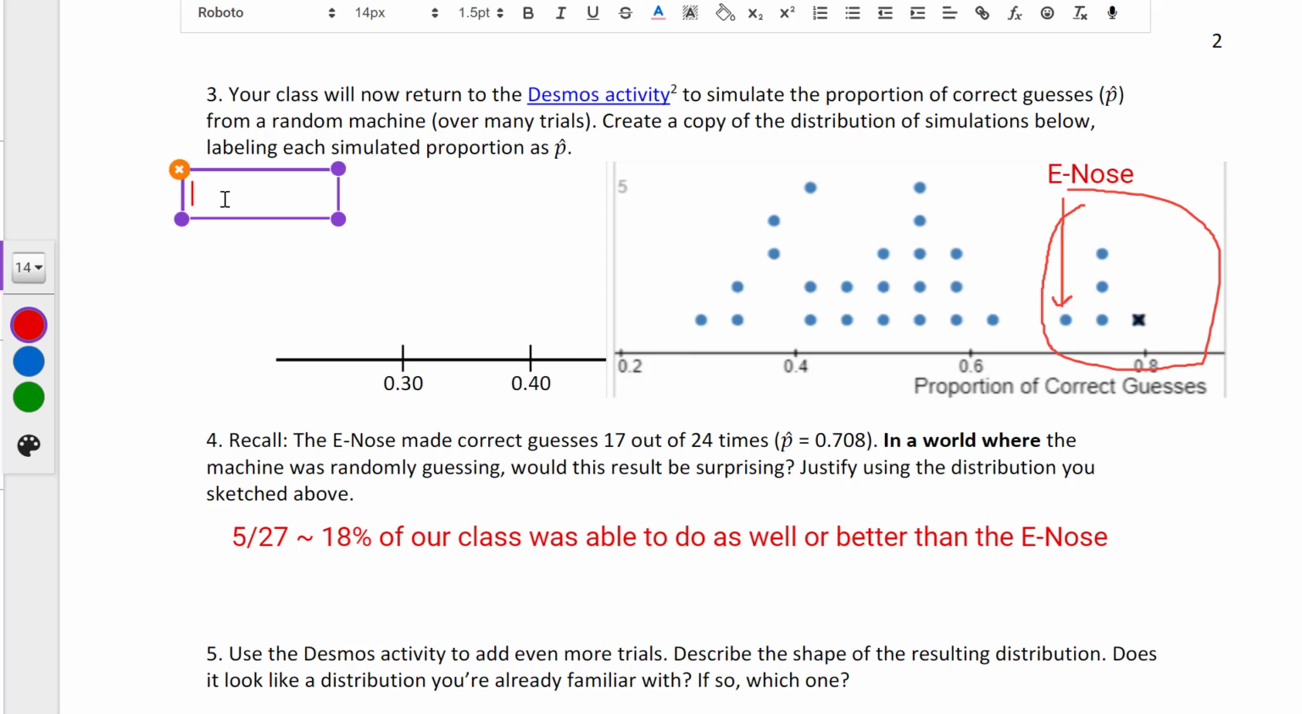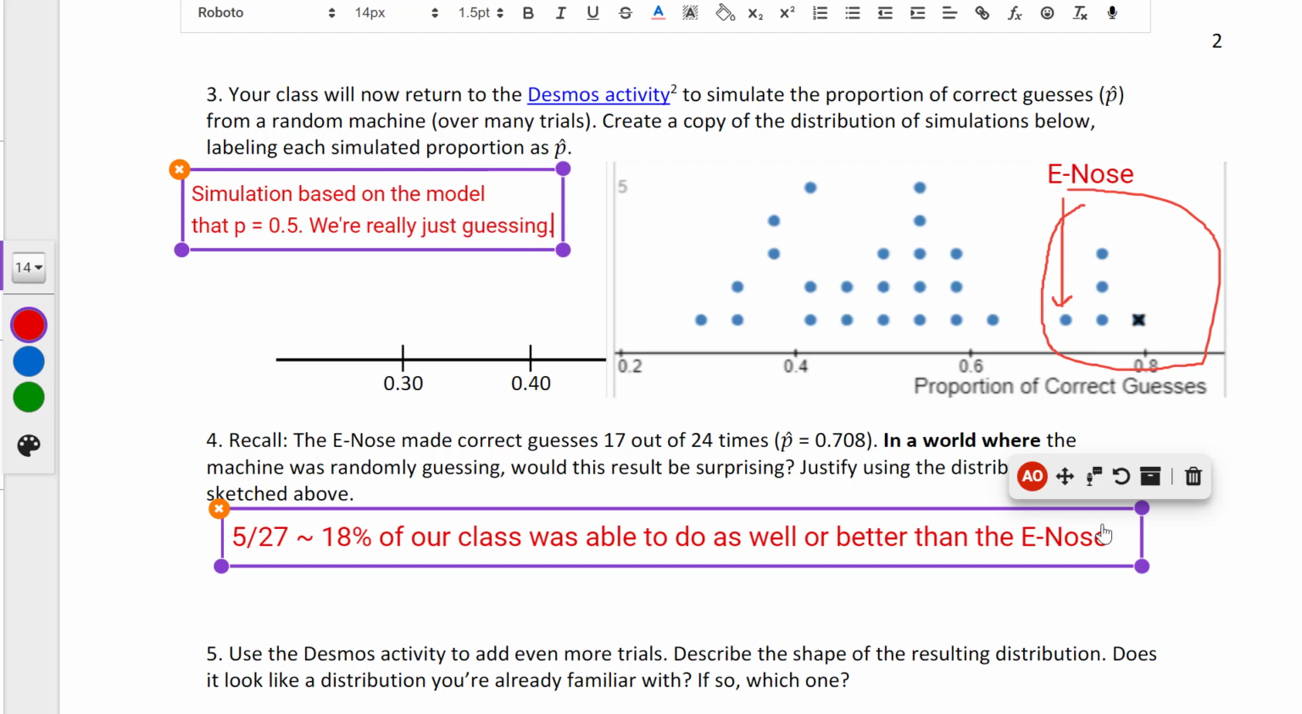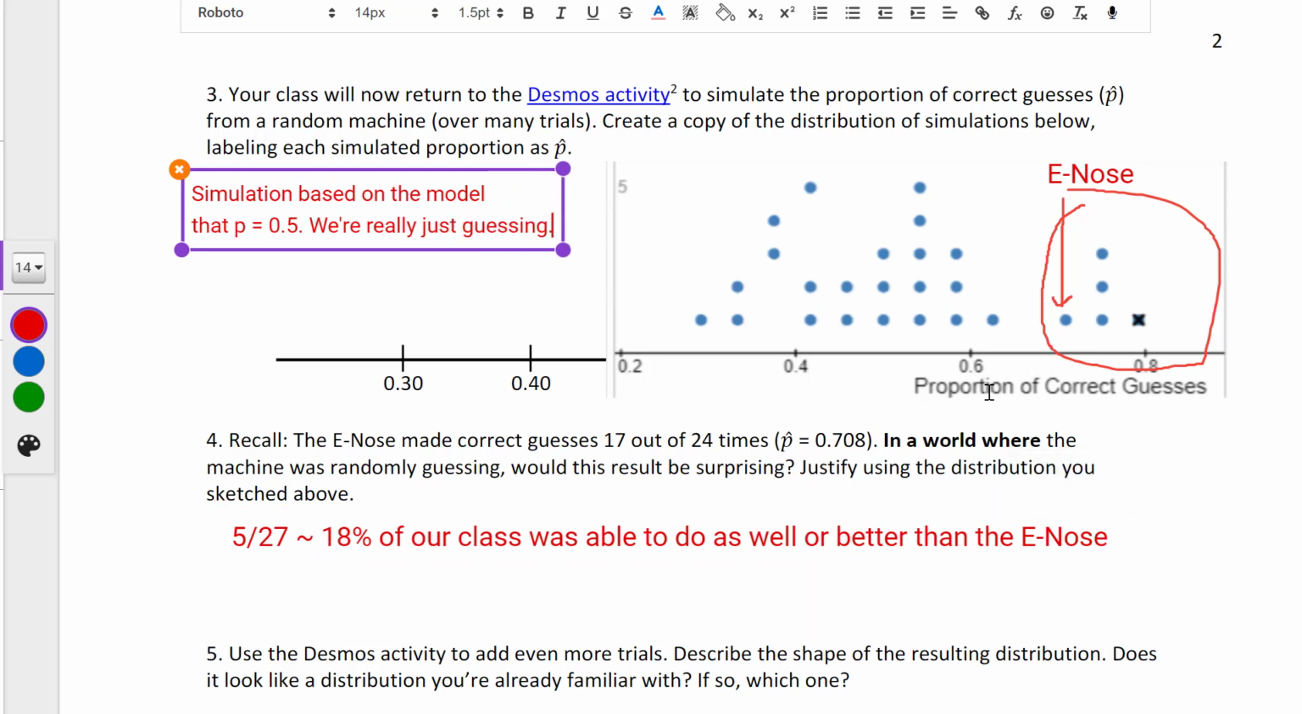So let me add in, this is a model-based simulation based on the model that p is 0.5. We're really just guessing, okay? So that's our model. And we saw that 5 of you out of 27 actually did as well as the E-Nose. So this was a period that was unusually lucky, but we did have some other periods where it was less. So 5 out of 27, or 18% of our class, was able to do as well or better than the E-Nose.